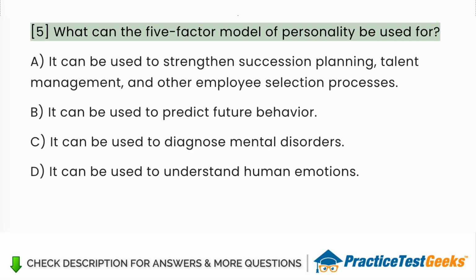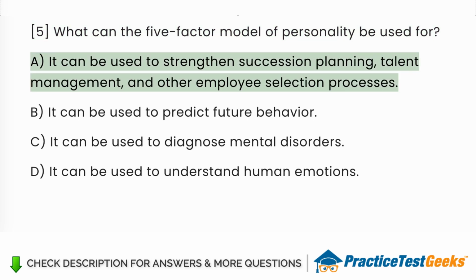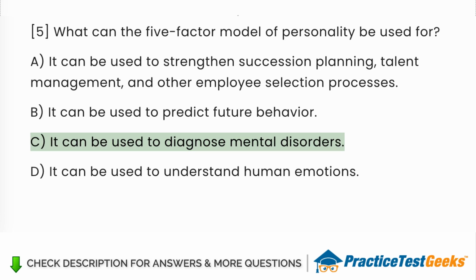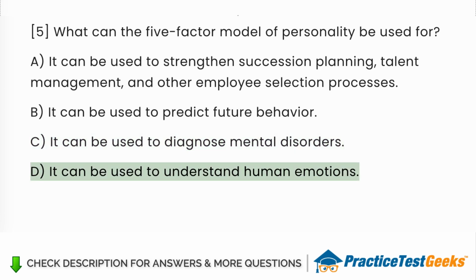What can the 5-factor model of personality be used for? A. It can be used to strengthen succession planning, talent management, and other employee selection processes. B. It can be used to predict future behavior. C. It can be used to diagnose mental disorders. D. It can be used to understand human emotions.